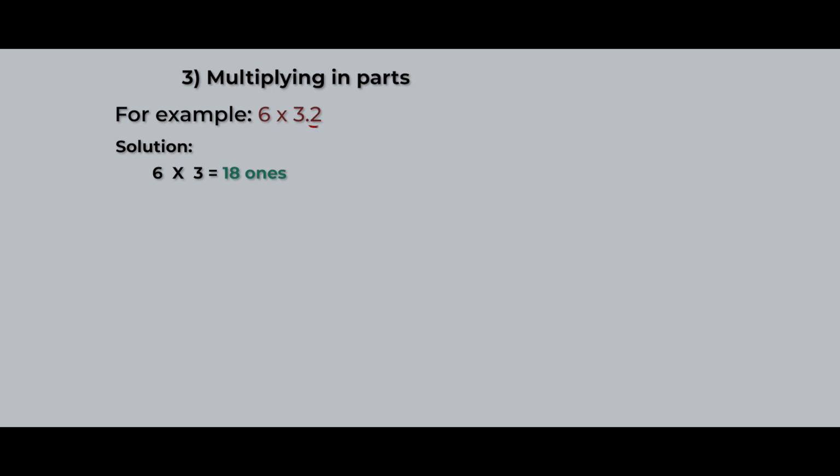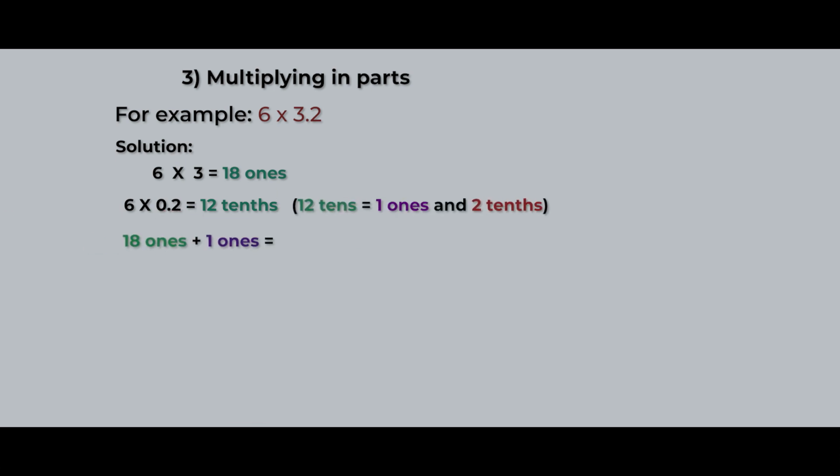Now go to the decimal part. 6 multiplied by 0.2 will give you 12 tenths, which means 1 ones and 2 tenths. So 18 ones plus 1 ones will give you 19 ones, and you have another 2 tenths. The product of 6 times 3.2 will give you 19.2.